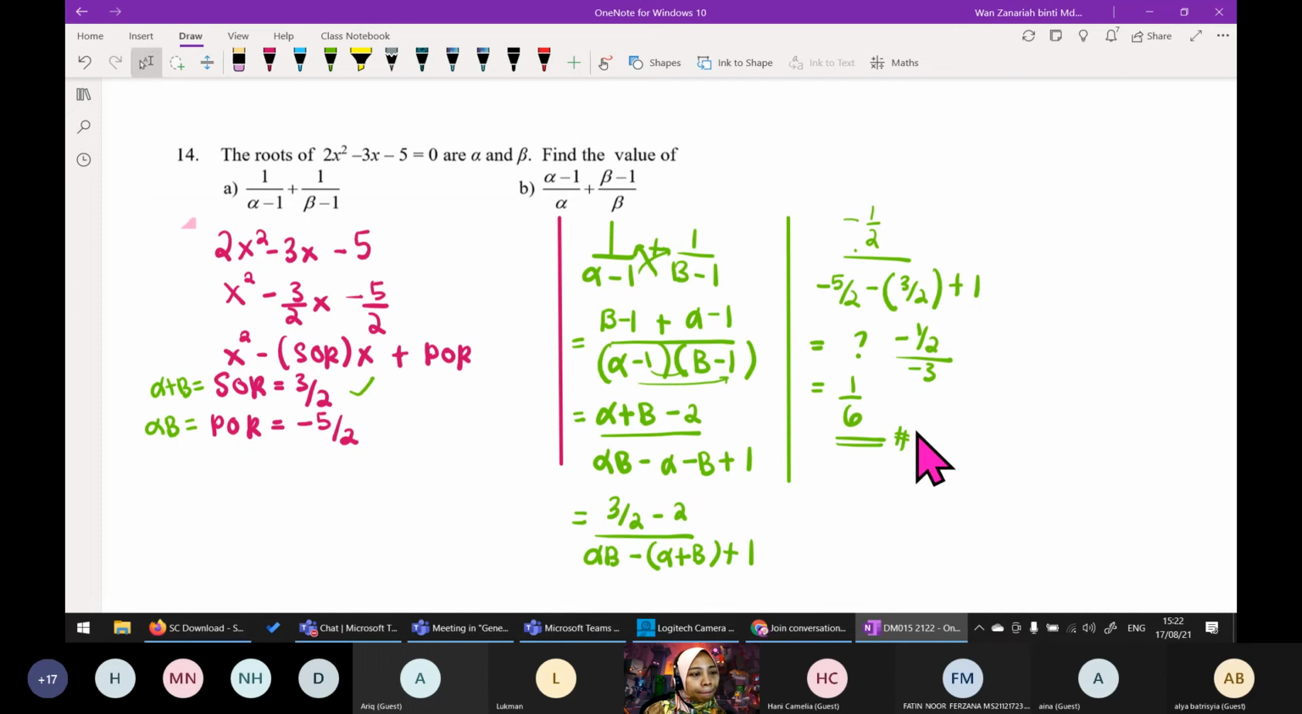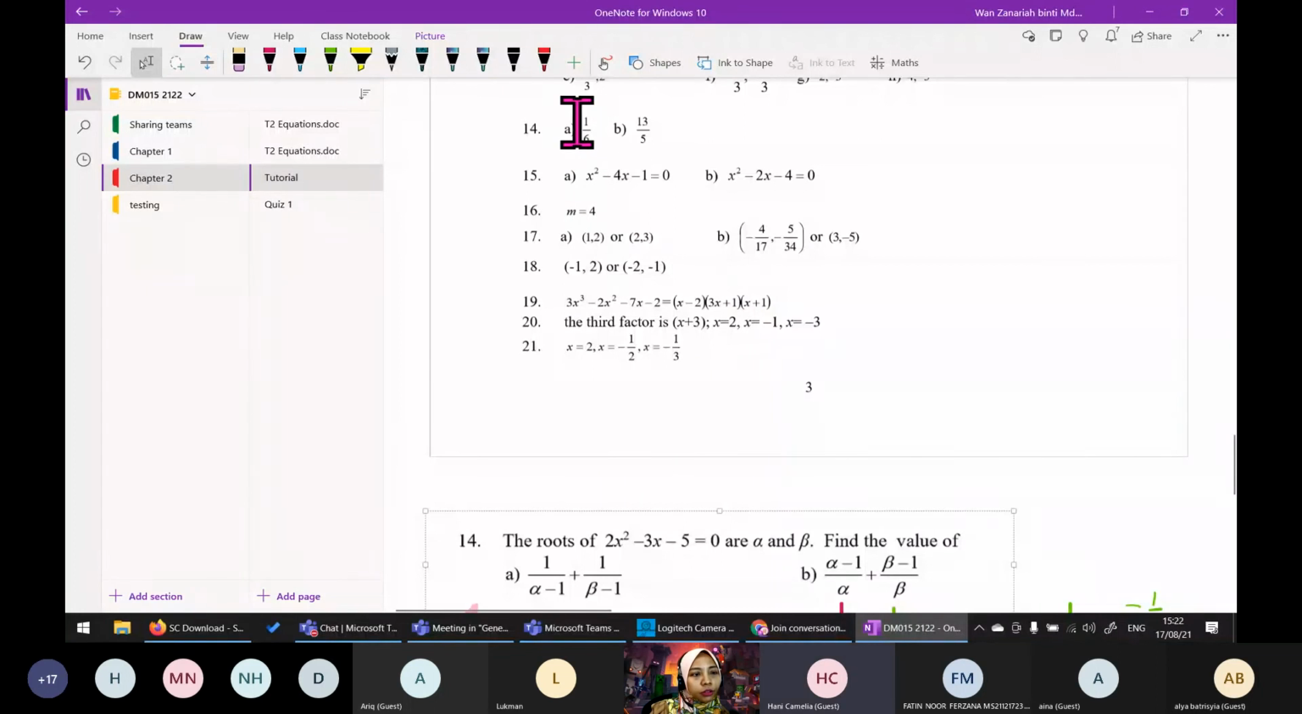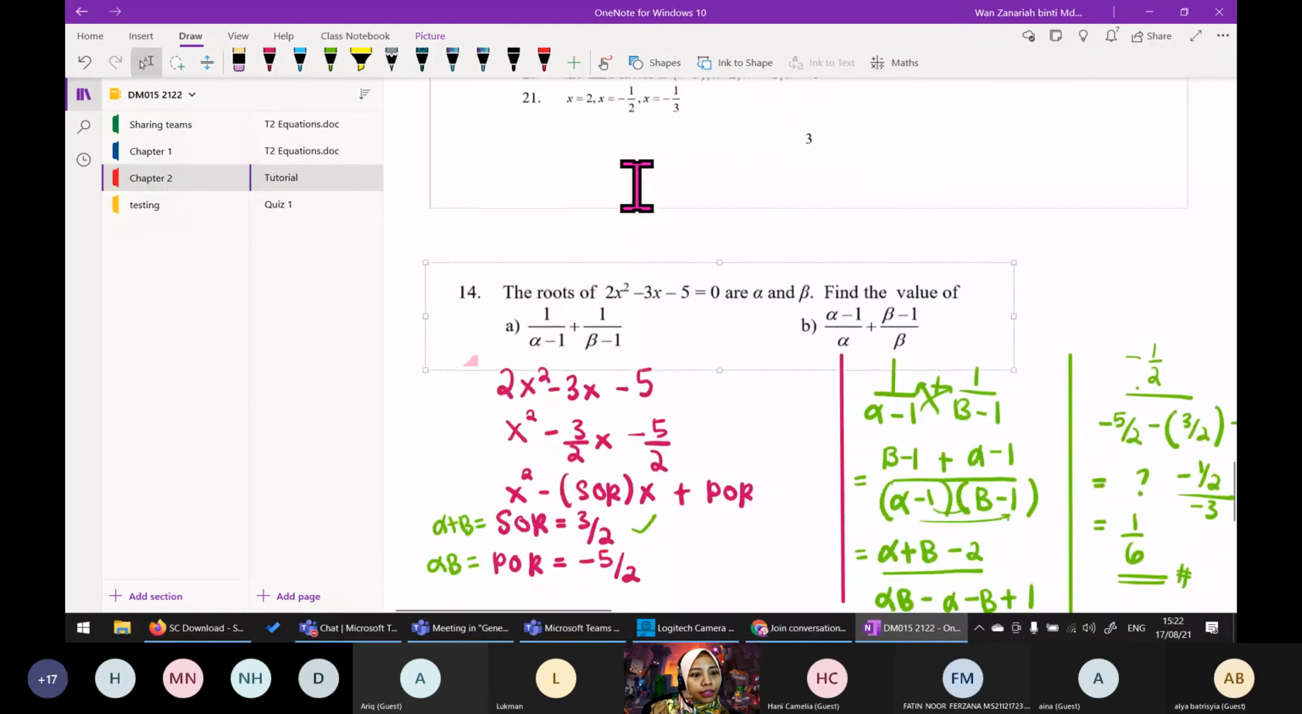Okay, boleh? Okay, cuba buat B. B dapat jawapan tak? Dapat. Okay, number 14A, 1 over 6.